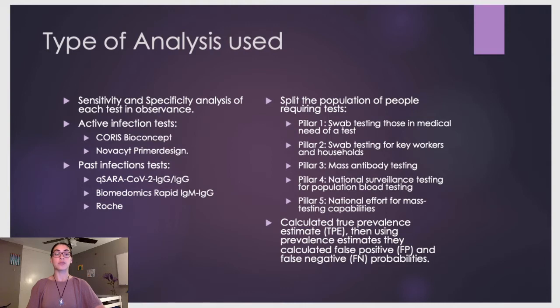After the data was split up into different pillars of populations, Nathan Green came up with calculations to calculate the true prevalence estimate, which are informative in making public health decisions. Then he used the true prevalence estimates to help calculate false positives and false negative probabilities of each type of test. Next, we will go over how these metrics are calculated.